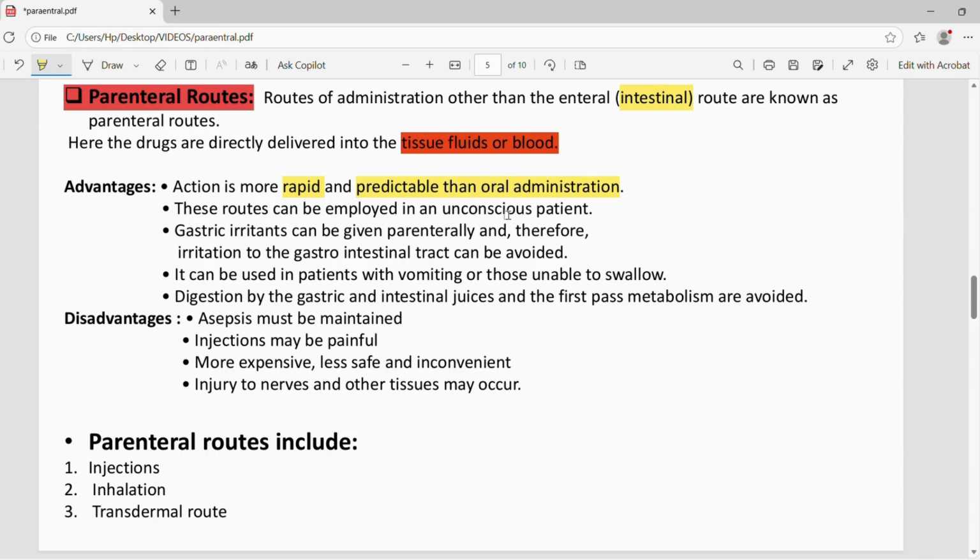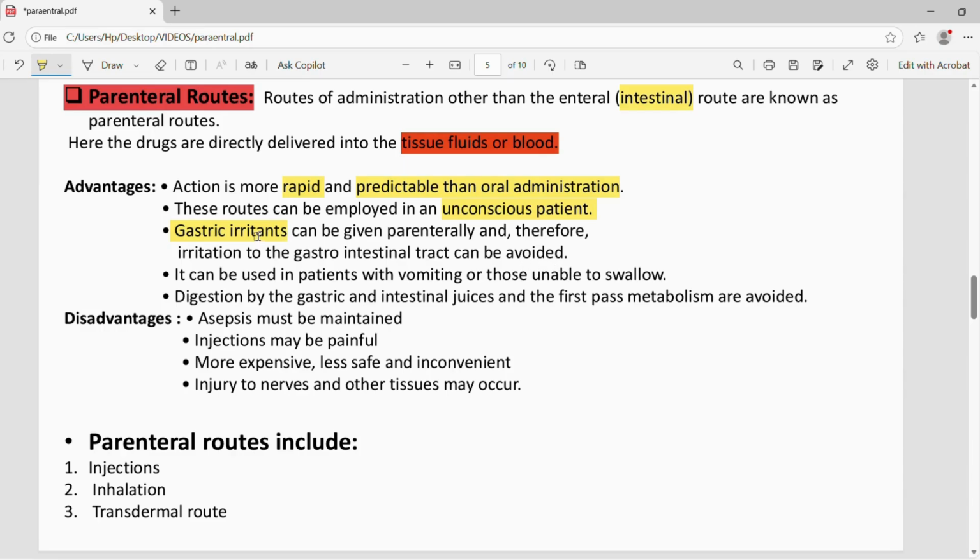These routes can be employed in unconscious patients, or those who have vomiting, and also at the time of surgery we can use this route. Gastric irritants can be given parenterally and therefore irritation to the gastrointestinal tract can be avoided.